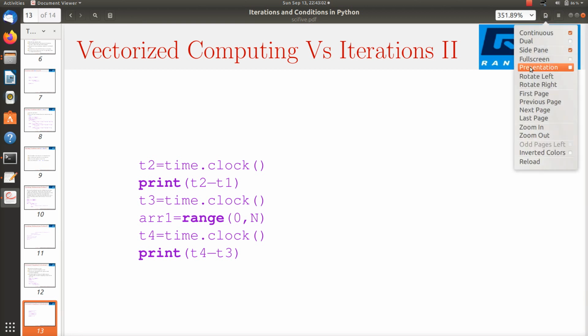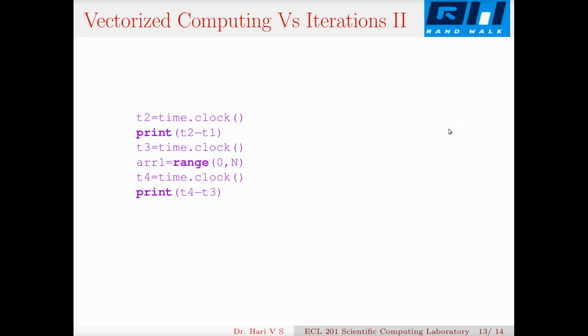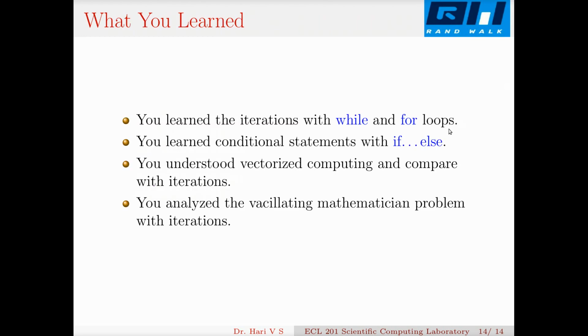You will see more vectorized computations as you go into scientific computing. What you learned in this session: you learned iterations with while and for loops, you learned conditional statements with if, elif, else. Then you understood the meaning of vectorized computing and compared it with iterations. Then you analyzed the oscillating mathematician problem with iterations. Now that is the end of this presentation. I thank you all.